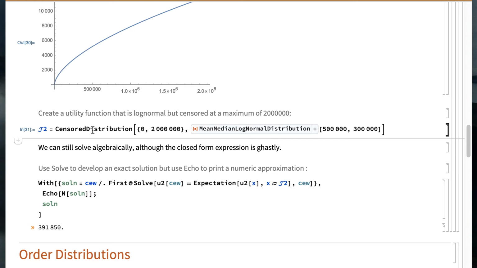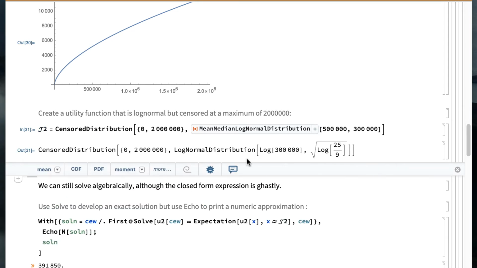I'm going to actually reuse that. Oh, no, I didn't use script J before. I used little j. All right, and so it's doing a little bit of thinking here because it's got to go out to the Wolfram server to get the mean, median, log normal distribution, figure out what that is, and we now have a censored distribution. If you don't remember what a censored distribution is, go back to some of the earlier materials. I believe it is in the basic statistics video and associated notebook.